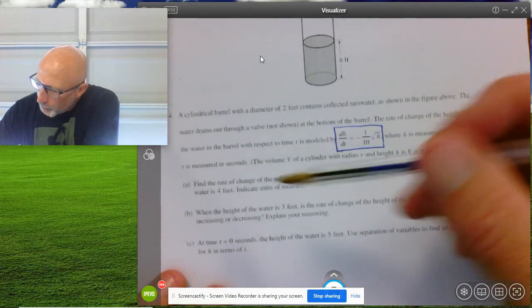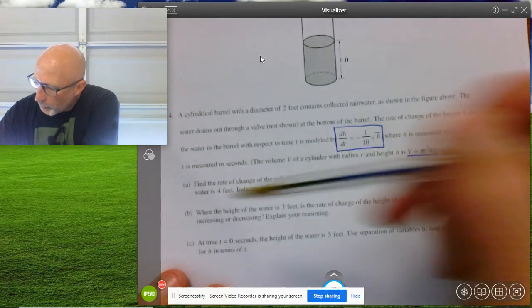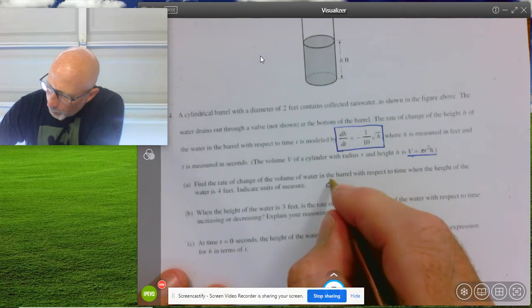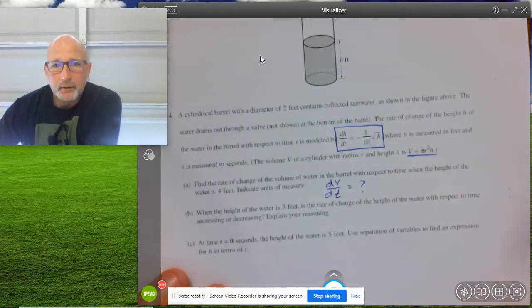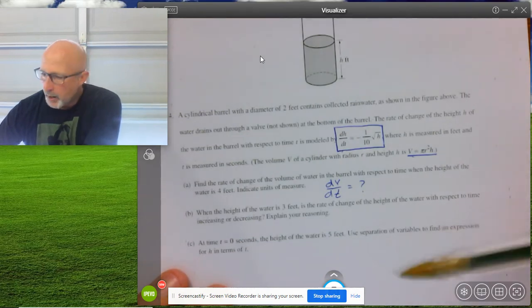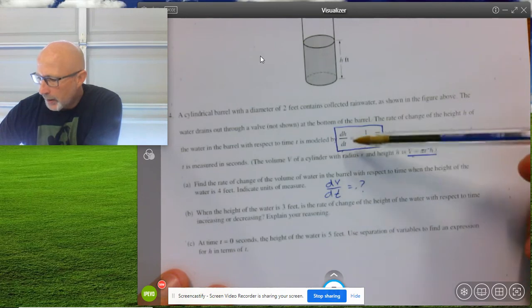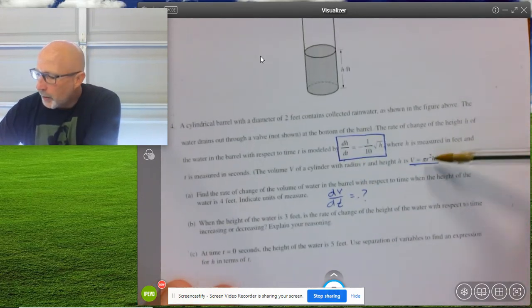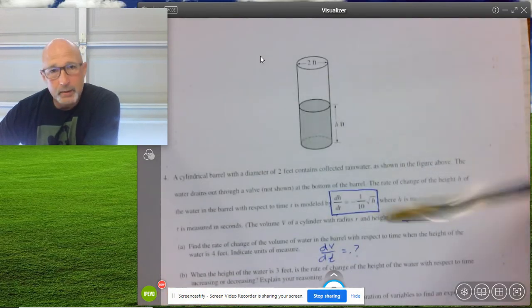Okay, A: find the rate of change of the volume of the barrel with respect to time when the height of the water is 4 feet. So we're looking for the rate of change of volume, dV/dt. If you remember how I always teach this, I say, okay, what do we have? What are we looking for? And then I need an equation that's going to relate V to h. Well, there it is. Now we don't have to really worry about r here because r is going to be constant. This is always going to end up being the same.